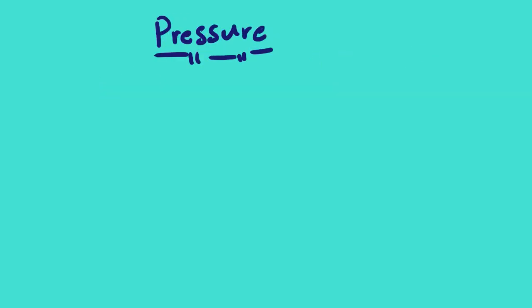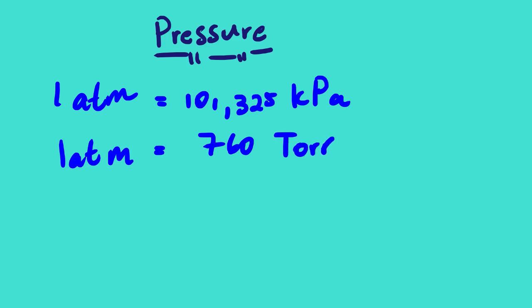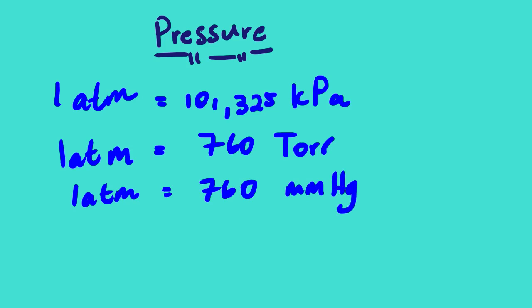Now let us look at important conversions under pressure. Now you should know that 1 atm is equal to 101,325 kilopascals. Actually, the proper way to write this is kilo, capital letter P, A. Then 1 atm is also equal to 760 torr. 1 atm equals 760 millimeter mercury. Let's look at how to apply these conversions.